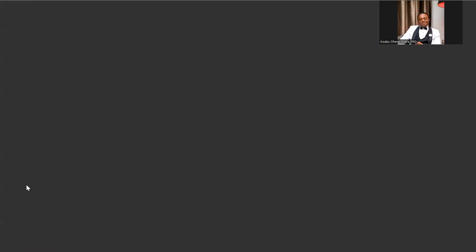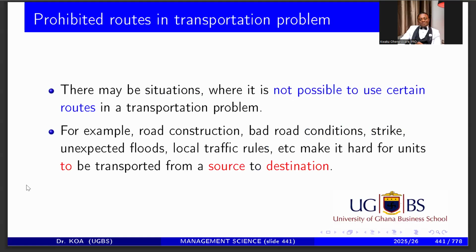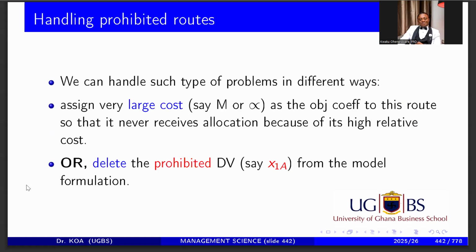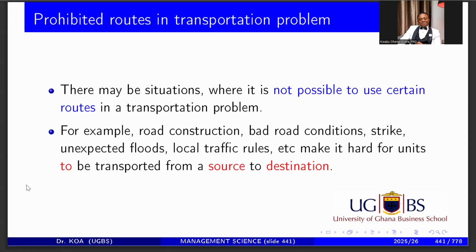All right. So now we are ready to look at some few things. The first quick thing we want to look at is called prohibited route. Sometimes you are asked a question on this. The question is very simple: What are prohibited routes? And what should we do about them in linear programming?